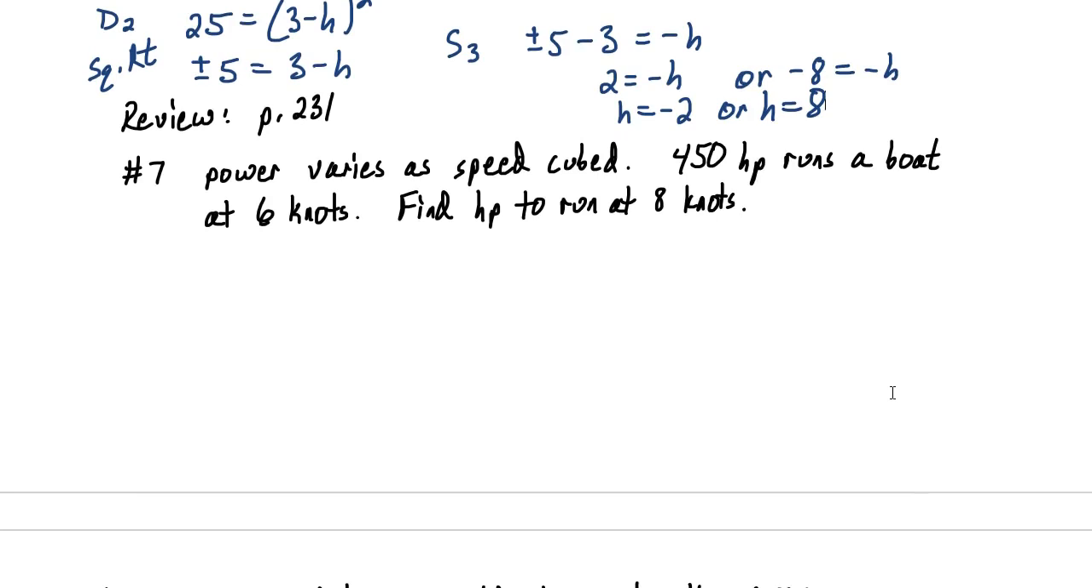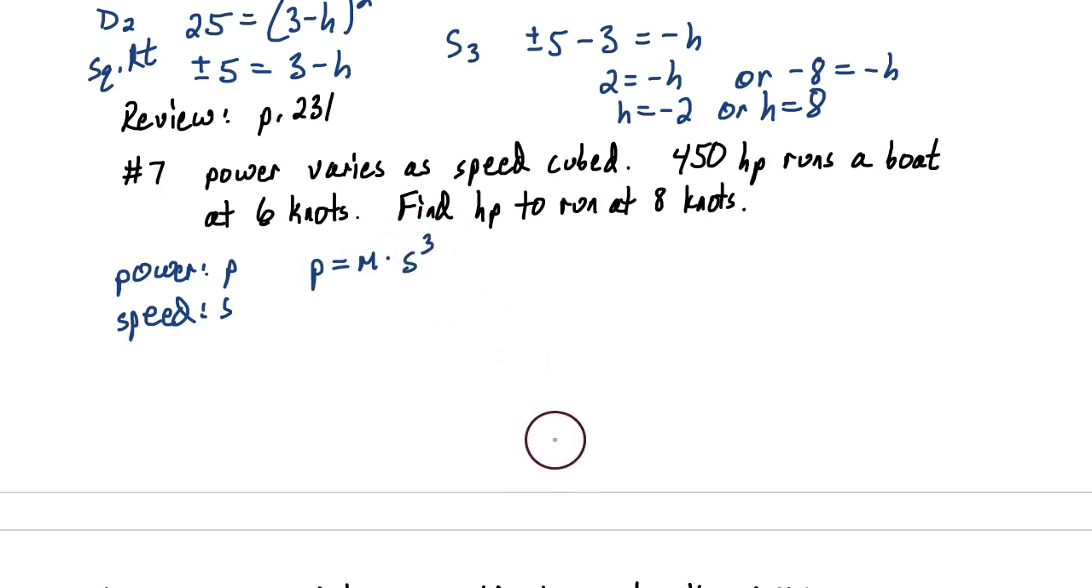For the review assignment, we're on page 231. We had some word problems. We're given some information. Power varies as speed cubed. Let's choose variables to represent power and speed. For power, let's choose P, and for speed, let's choose S. P equals m times s cubed.